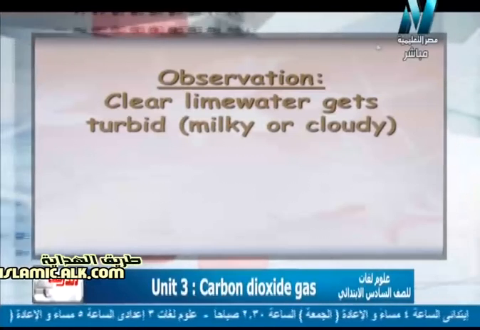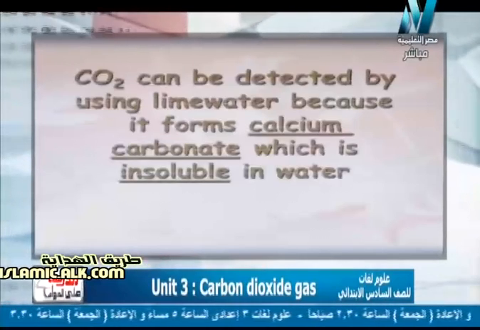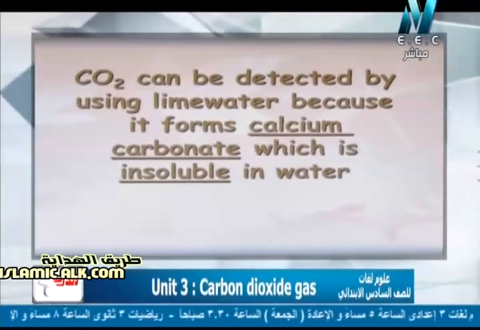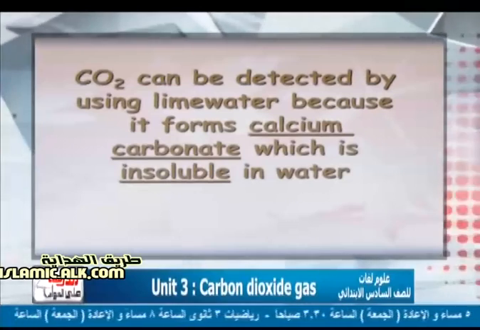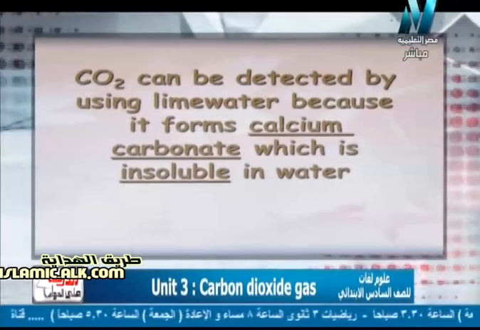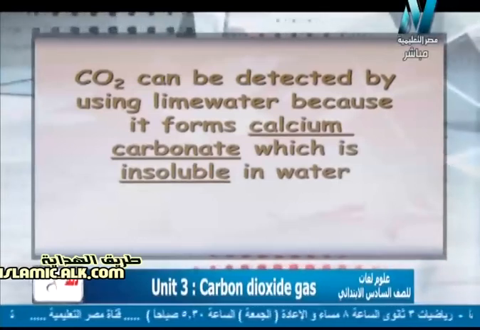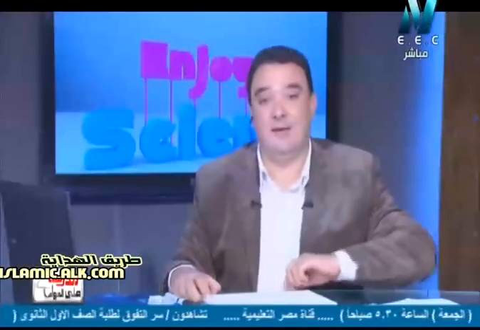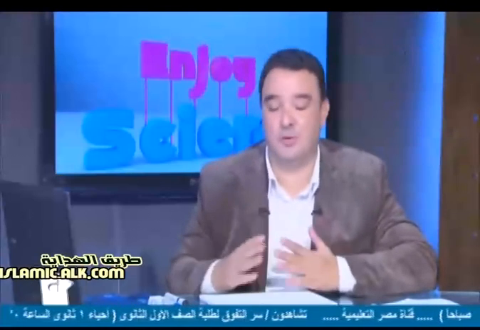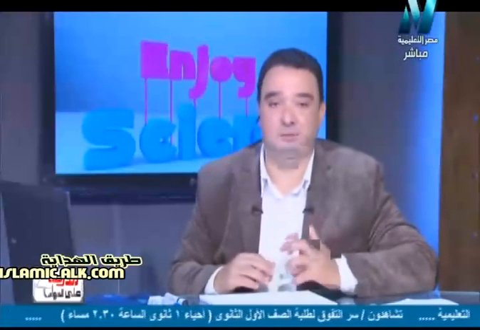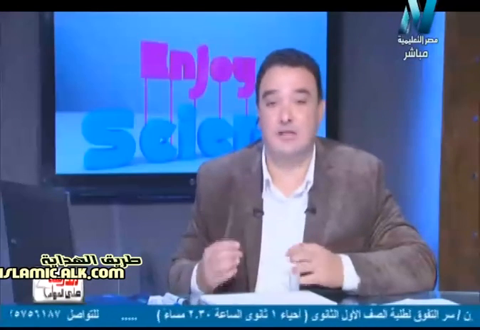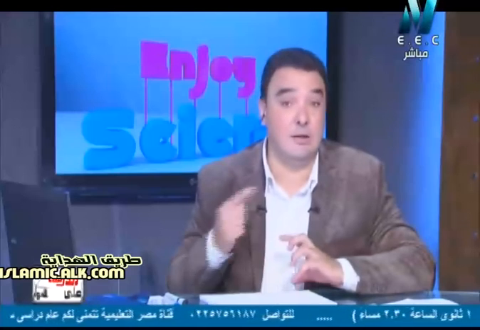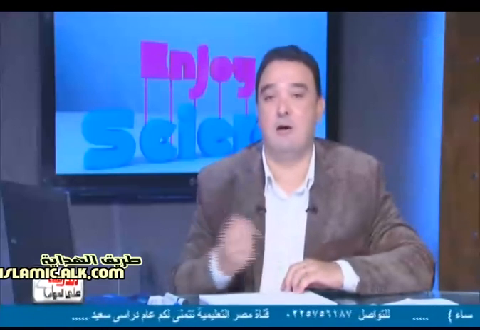So again, I have a conclusion now. Why did the lime water turn cloudy? Because carbon dioxide gas can be detected by using lime water, because it forms calcium carbonate which is insoluble in water. It may seem like a big topic, but it is very, very easy. Why does lime water turn cloudy? Because carbon dioxide passed through it. Why does it make it cloudy? Because a substance called calcium carbonate forms inside, which is insoluble, because it doesn't dissolve in water, so it makes the lime water cloudy.